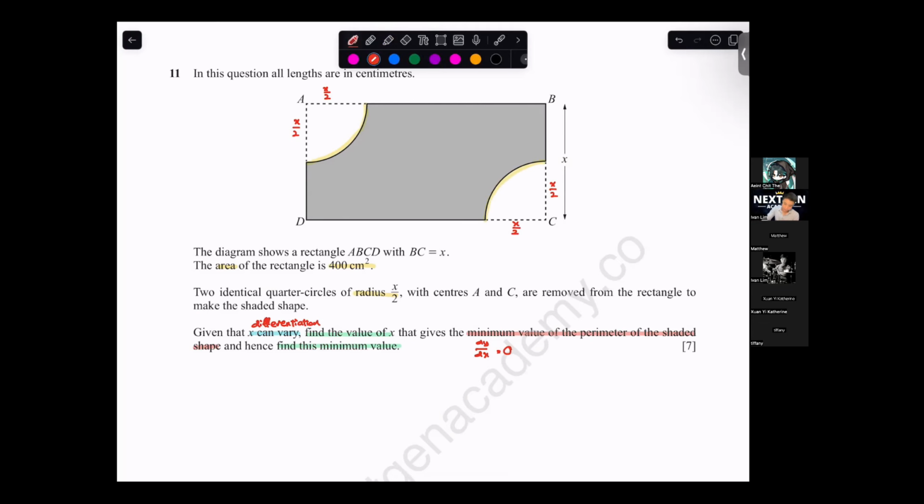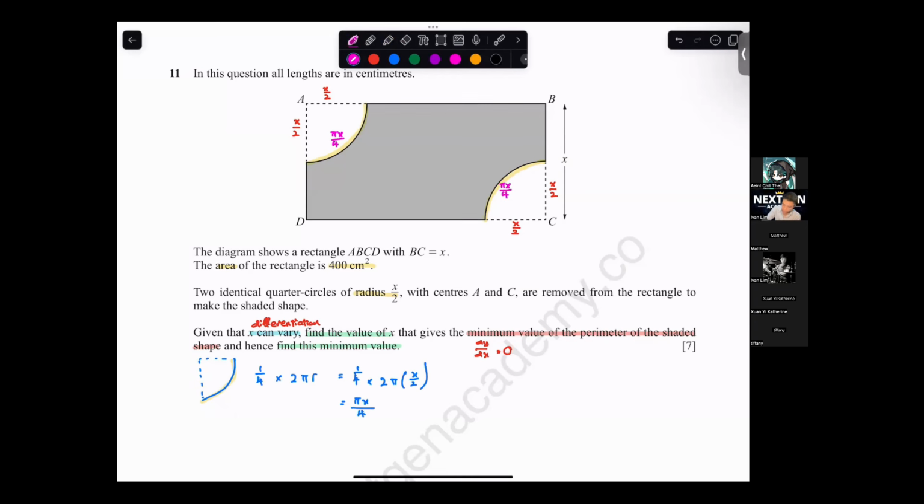This yellow part will be 1 over 4 times 2 pi r. The r over here is equal to x over 2. So we simplify this, we'll get pi x over 4. Okay, this is your yellow part. Pi x over 4. We write this down now. Label this: pi x over 4.